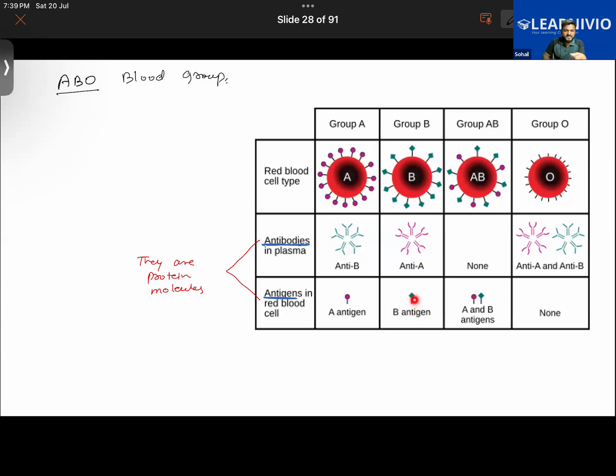If B antigen is present, it's blood group B. If both of them are present, blood group AB. If none of them are present, blood group O. Right? You know all that.